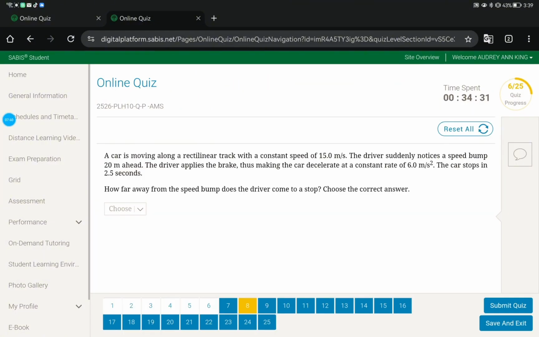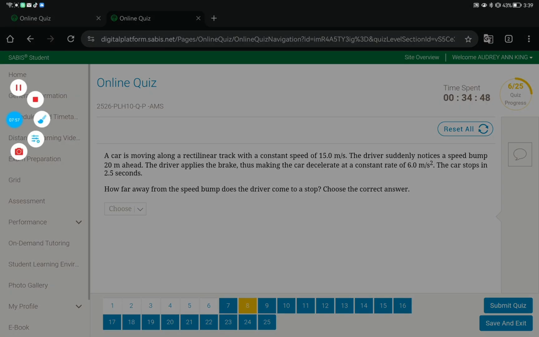A car is moving along a rectilinear track with a constant speed of 15 meters per second. The driver suddenly notices a speed bump 20 meters ahead. The driver applies a brake, thus making the car decelerate at a constant rate of 6 meters per second squared. The car stops in 2.5 seconds.